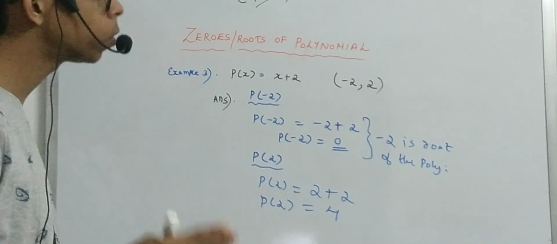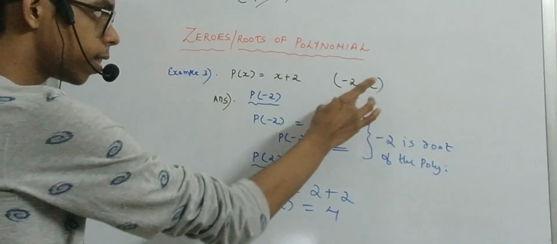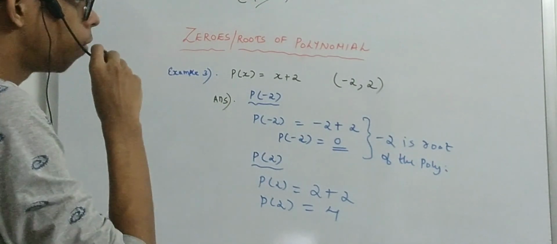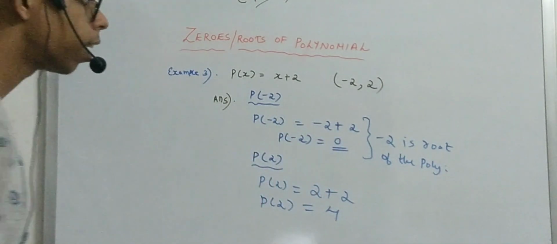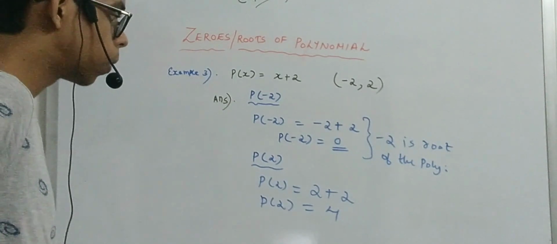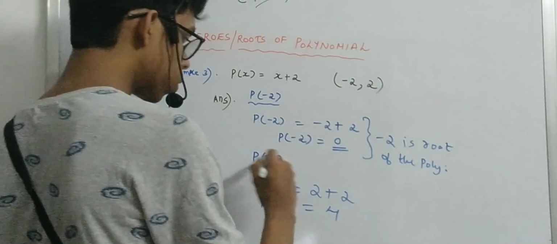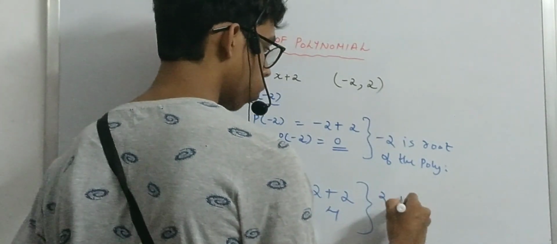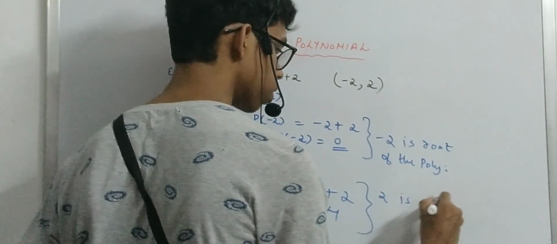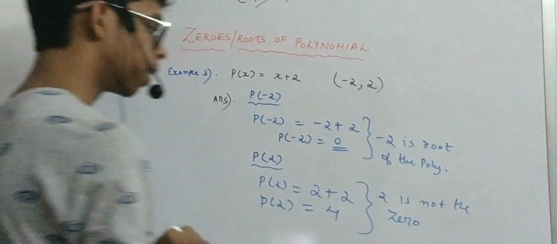So according to our condition, if it is the 0 of the polynomial, we should have got the answer equal to 0, but we didn't get our answer equal to 0. So what does that mean? It means that this 2 is not the 0 of the polynomial. Okay, 2 is not the 0. So you can conclude and write.